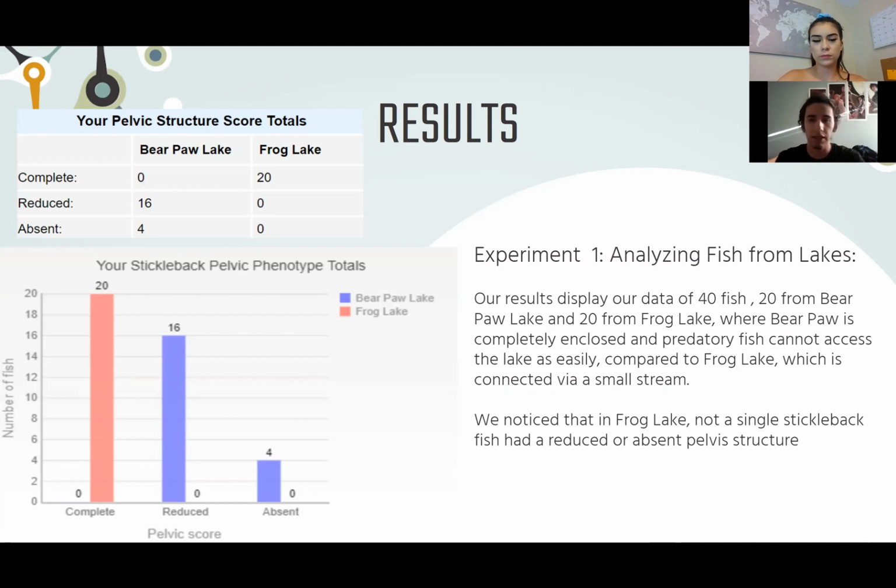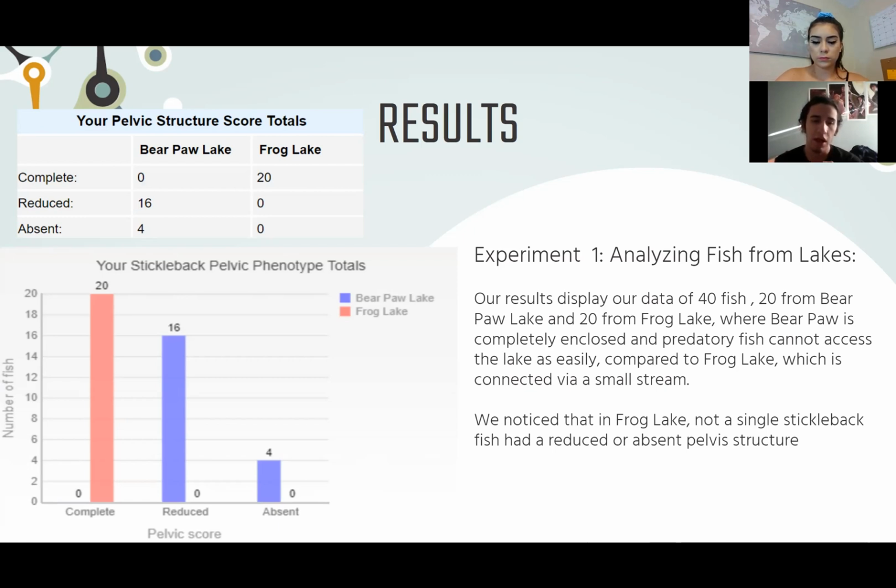In contrast, compared to Frog Lake, we have Bear Paw Lake, which we have 20 individuals from. And note this about Bear Paw Lake, it is completely enclosed and there are not as many predatory fish. If not, there are none at all. And as we can see here from our phenotype totals, 16 fish out of 20 exhibit a phenotype for reduced pelvic structure, and 4 completely have a phenotype that is absent.